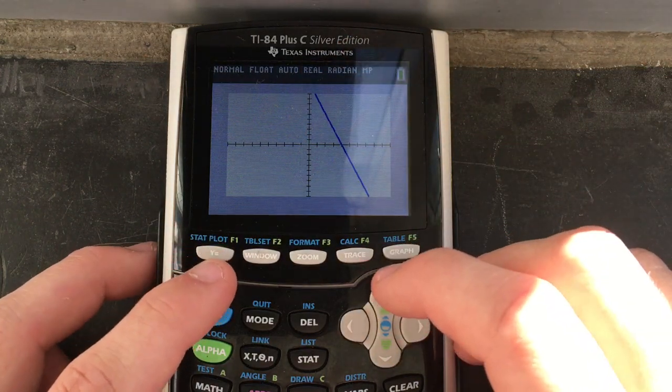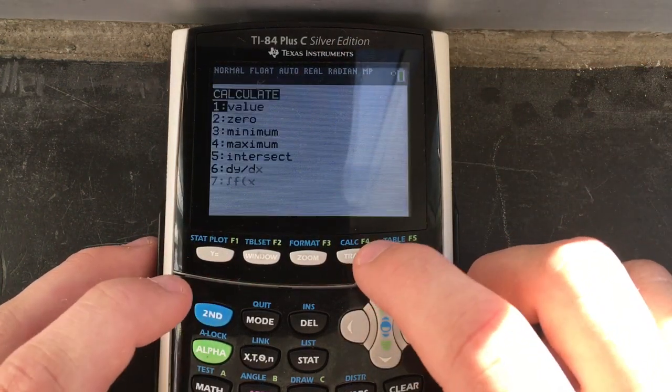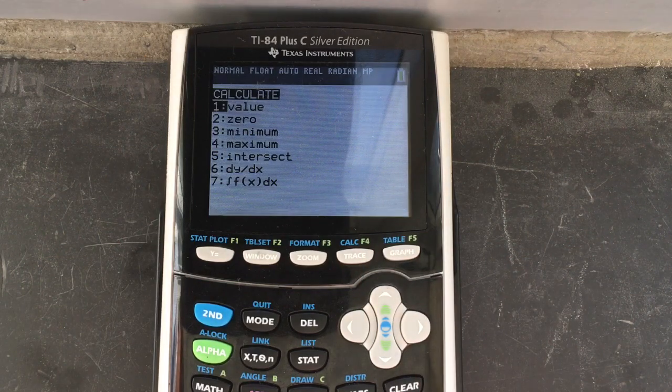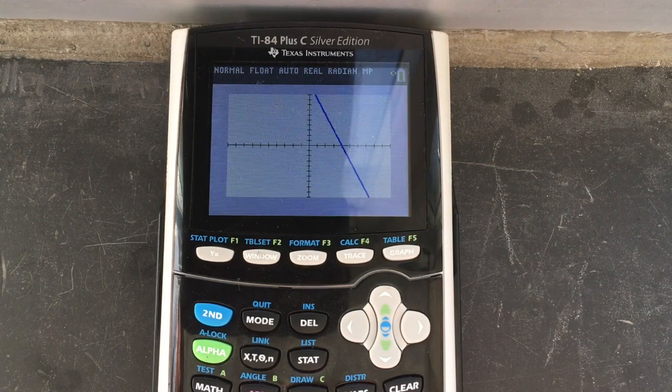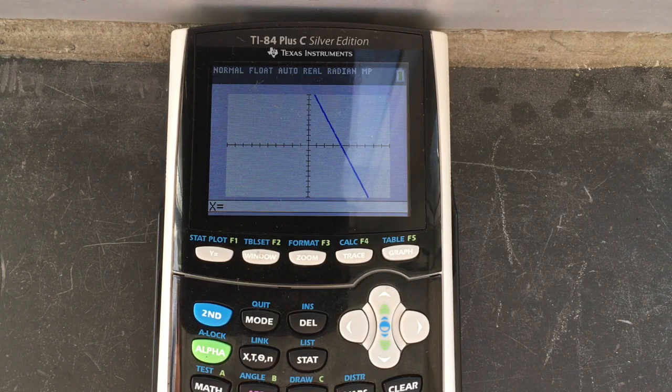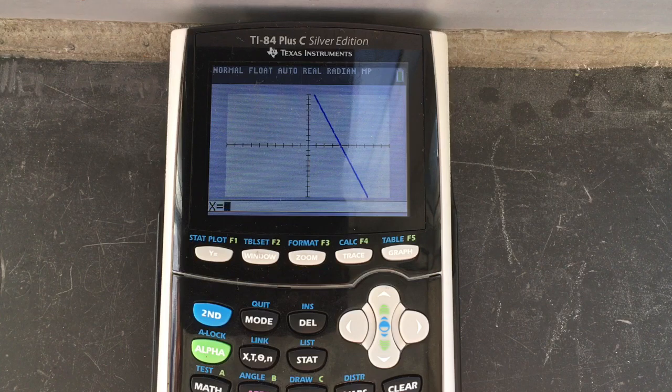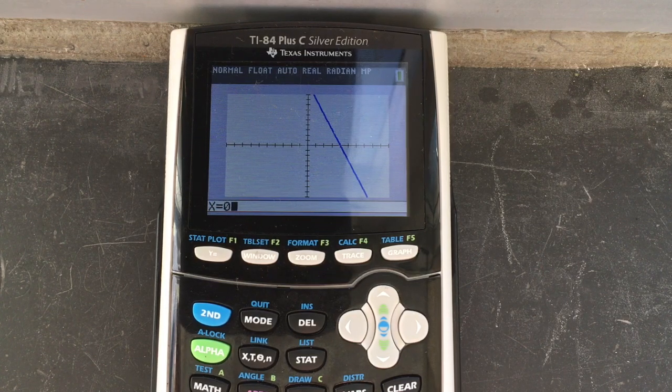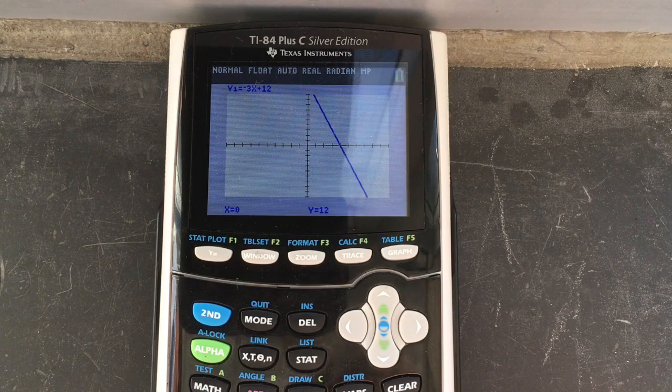To find the y-intercept, you're going to hit second trace, and then you have an option for value. That's the first one. You're going to hit enter there, and that gives you an x equals. You're basically typing in what you want x to equal, and that'll give you the y value for that. Since a y-intercept is always the value when x equals 0, we're going to type in 0 for x, hit enter, and that'll give us 12 for y. So (0, 12) is going to be our y-intercept.